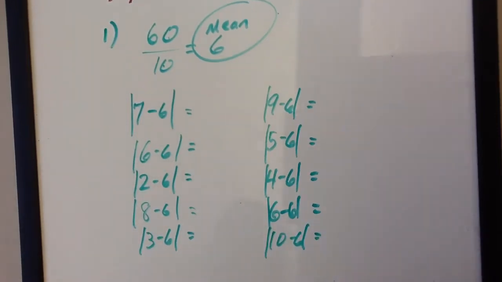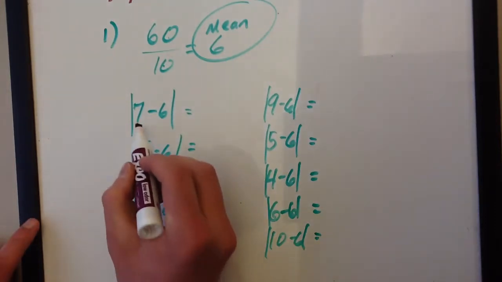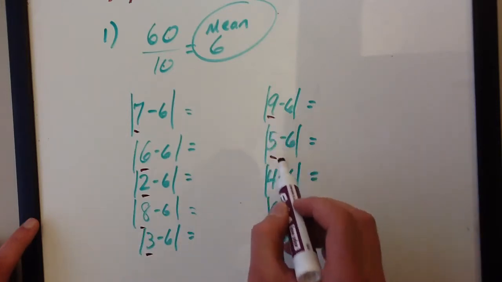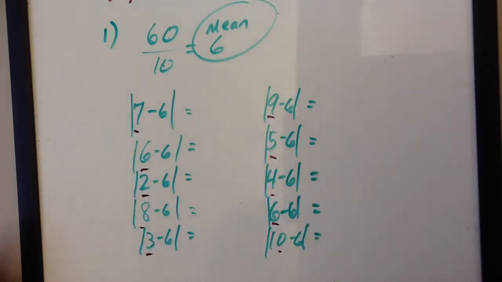Okay, so I take all of my data numbers in the data set. In my data set, I had 7, 6, 2, 8, 3, 9, 5, 4, 6, and 10. Those are all of the numbers in my data set, and they're all being subtracted by the mean, which is 6. Now remember, absolute value means you want how far is the number away from 0. So all of your absolute values will be positive.